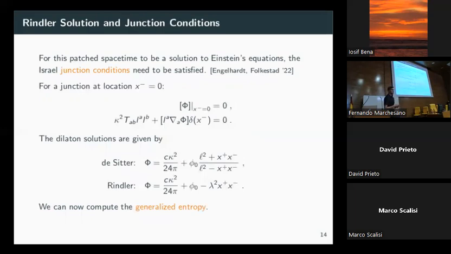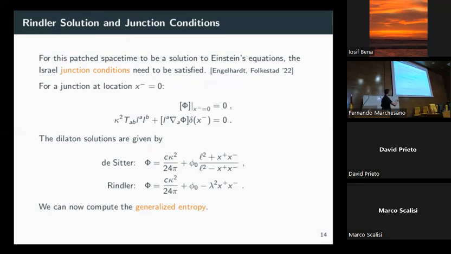Okay, so as I mentioned, you need to make sure that this is a consistent solution, so you have to satisfy some junction conditions. These are the two-dimensional analogs of the Israel junction conditions. Let's say that we're considering a junction located at the future horizon, x^- = 0. Then you get two conditions. One of them is related to the difference in the dilaton on both sides of the junction. A square bracket means the difference between the two spacetimes. And then there's a second junction condition that tells you about the tension of this domain wall.